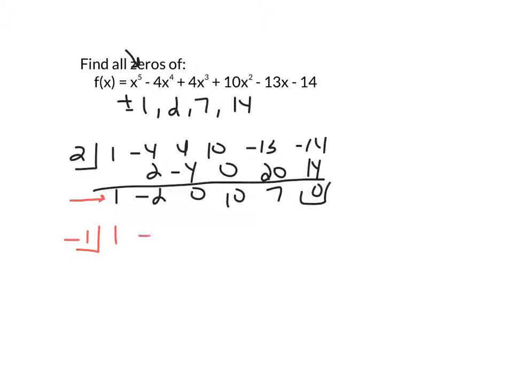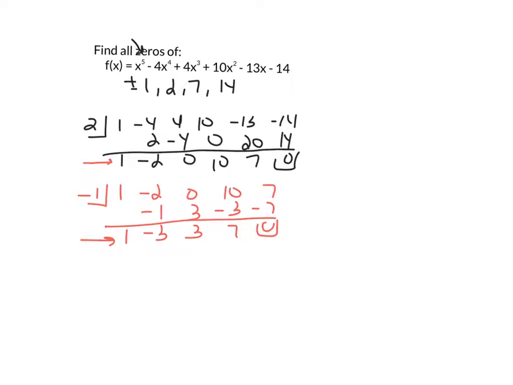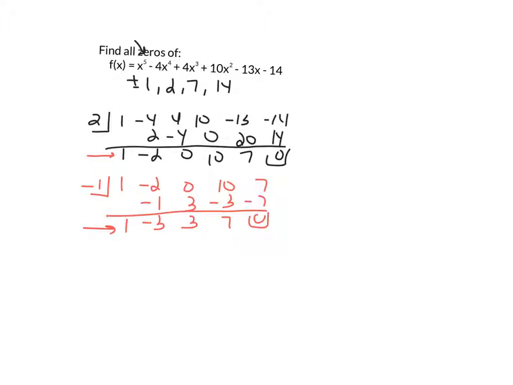What I'm going to do now is try -1 with these numbers. I'm trying to break this equation or function down into something really simple. So I'm going to keep trying to find zeros until I get it down to at least a quadratic. So I'm going to bring the 1 down. 1 times -1, add, multiply, add, multiply. Look at that, 2 for 2. So now I'm down to here. I've got 4 numbers left in my remainder, which is really good. I'm trying to get down to 3.